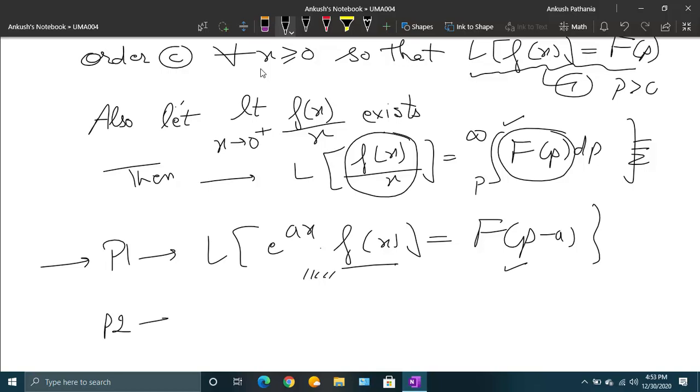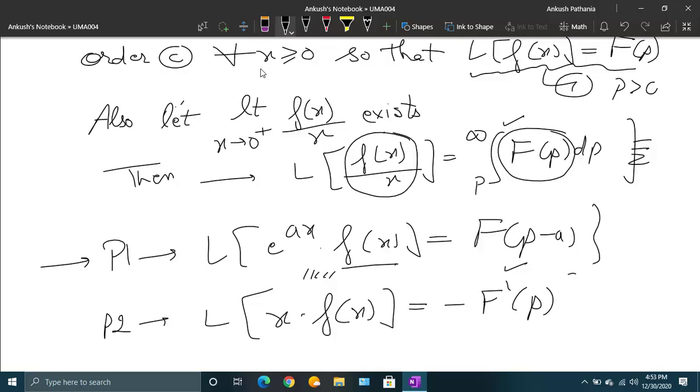In property 2 we have the multiplication of fx by x, simply because most of the time it is x dot fx, and also we can write it as x raised to power n. So it is minus of F dash p. So this is the most common form that is used. And in property 2, it is the multiplication of x with fx. We try to remember it in this way.